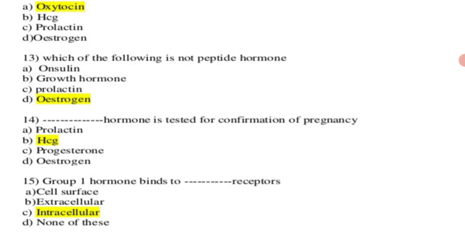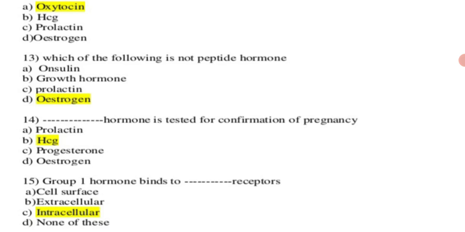Then question number 14: which hormone is tested for confirmation of a pregnancy? The answer is hCG, human chorionic gonadotropin hormone. It is produced during pregnancy by trophoblast cells which surround a growing embryo.